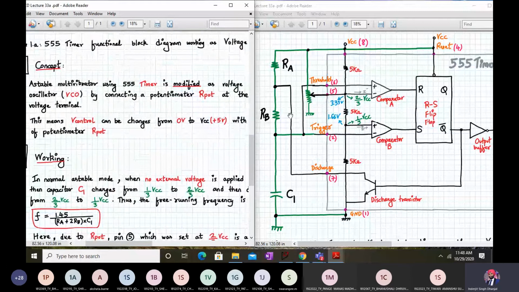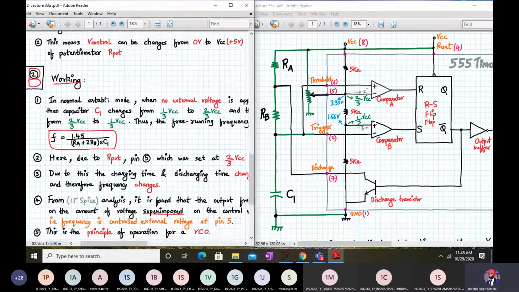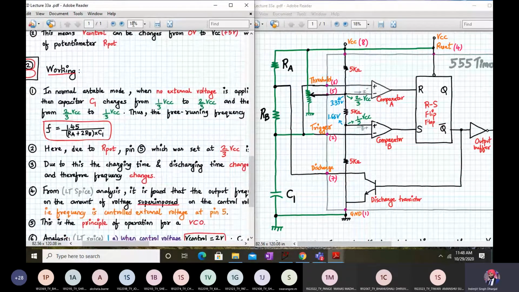I have already told you all this before; this point is repeated. The concept is that when we apply V control by this potentiometer, we can control the voltage at pin number 5 from 0 to 5 volts with the help of this R pot. Now, how will this working happen?